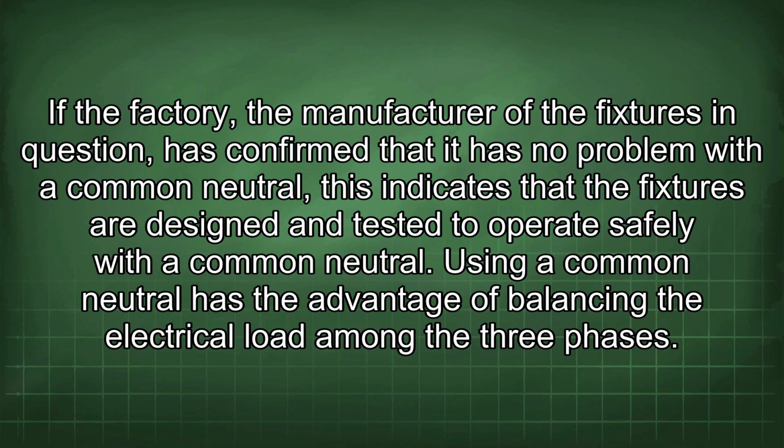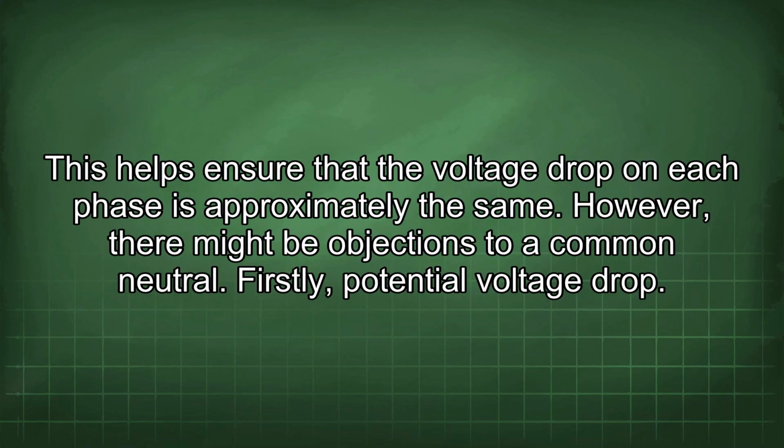If the manufacturer of the fixtures in question has confirmed that it has no problem with a common neutral, this indicates that the fixtures are designed and tested to operate safely with a common neutral. Using a common neutral has the advantage of balancing the electrical load among the three phases. This helps ensure that the voltage drop on each phase is approximately the same.